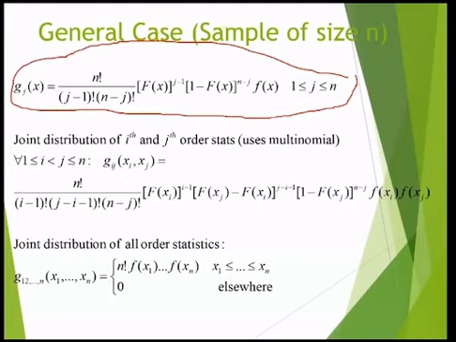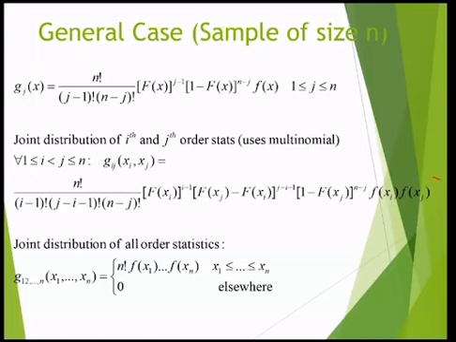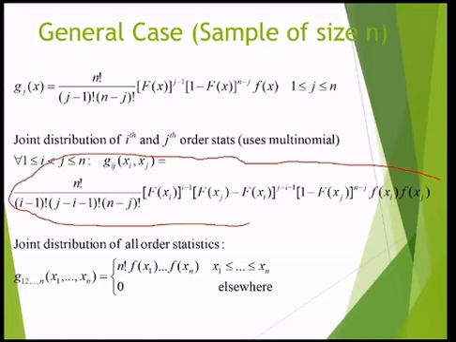Now we can also have a situation for joints. Why do I need joints? This is the smallest, this is the largest. Let me do this. You have the smallest order, you have the maximum. Now take a look at this.